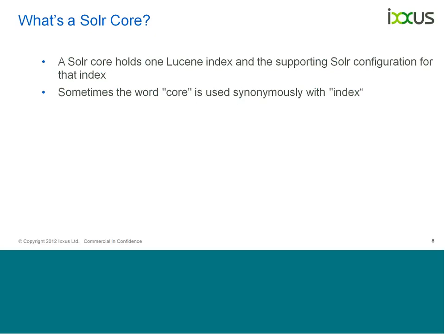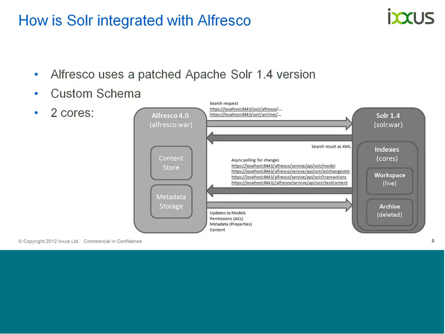If you've been working with Alfresco, you know about Lucene and you know about the index. When you talk about Solr, you're going to hear people pretty quickly talk about something called a Solr core. A core is basically just an index. So for example, when we look at the Alfresco integration, you're going to have 2 cores, which are basically 2 indexes.